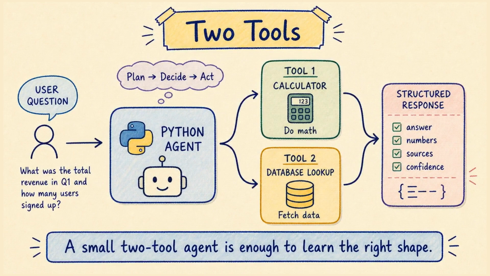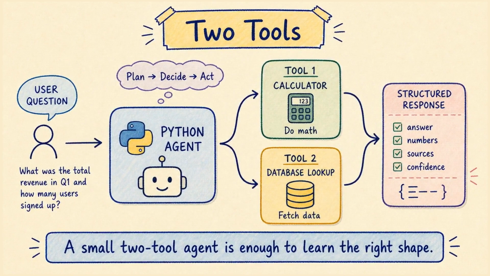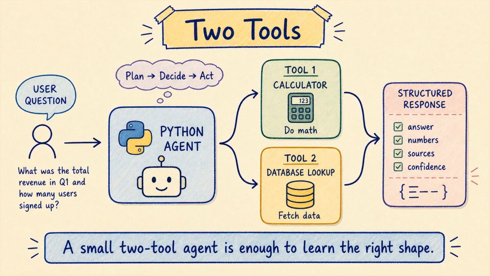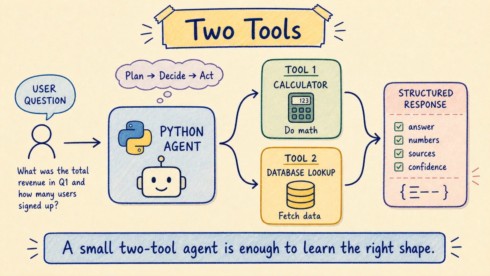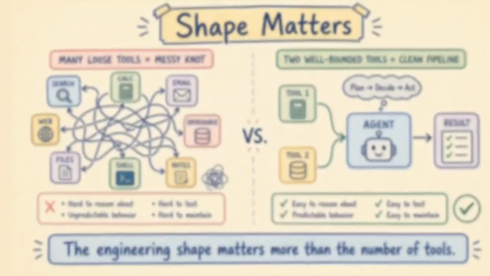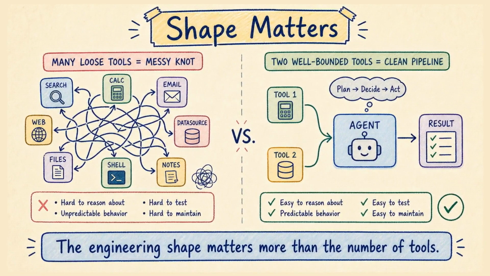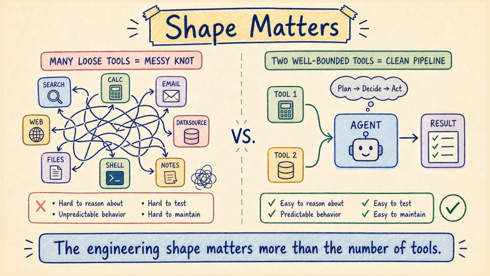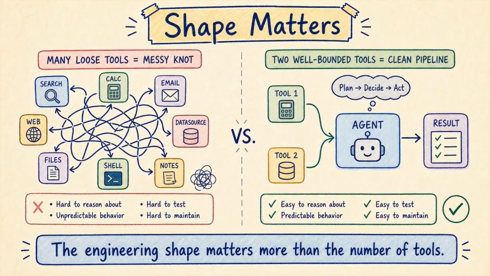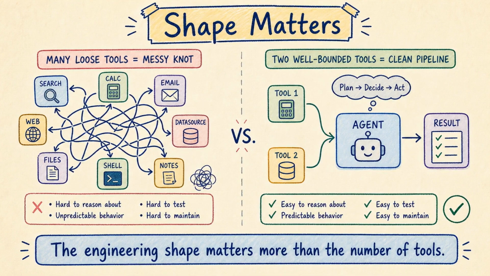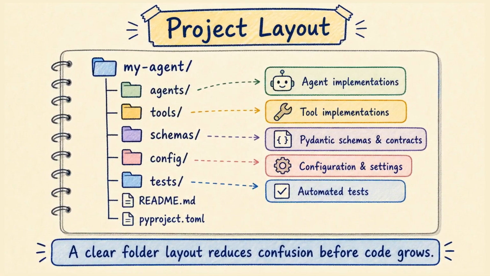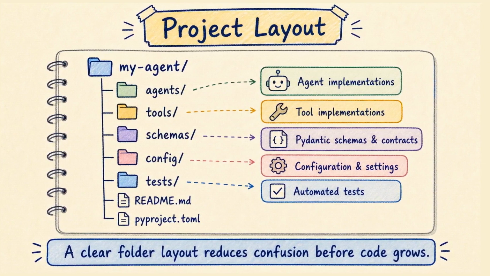We are building a small Python agent that can reason about a user request, use a calculator tool, query a simple database lookup tool, and return a structured answer. The important part is not the number of tools. The important part is learning the engineering shape early before demos turn into production debt. By the end, you will have a clean starter layout with folders like agents, tools, schemas, config, and tests, because structure matters even on day one.